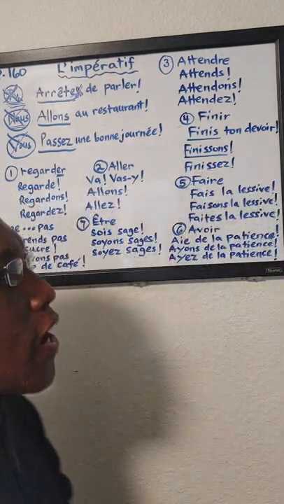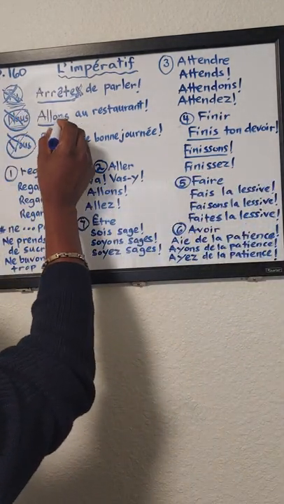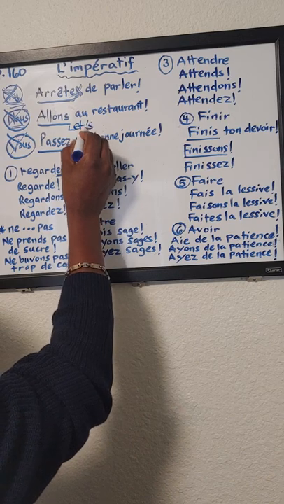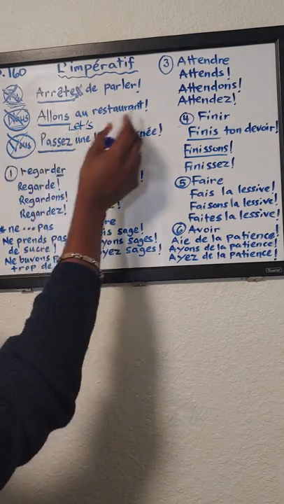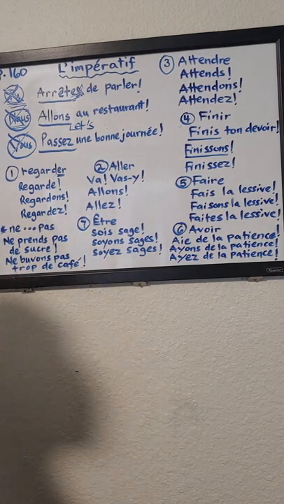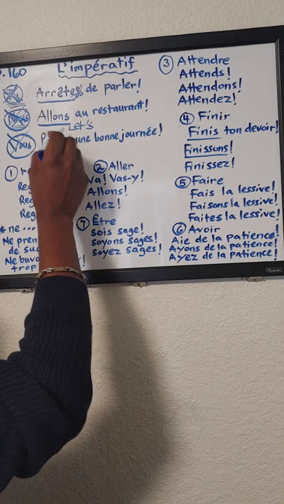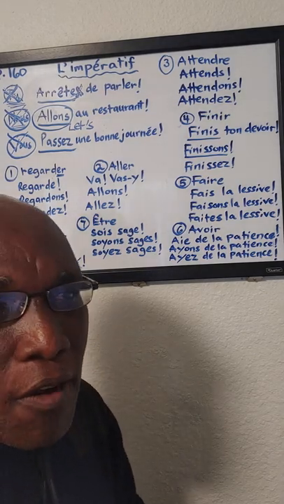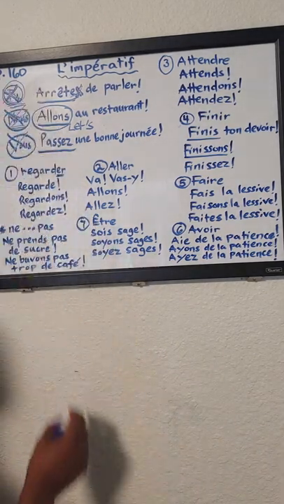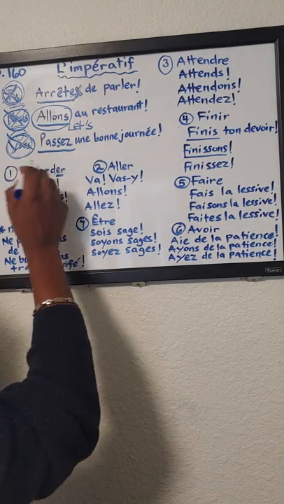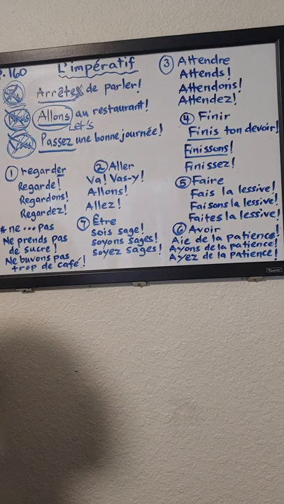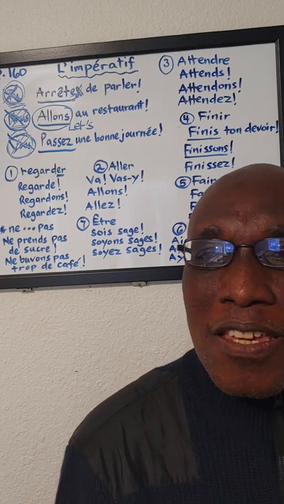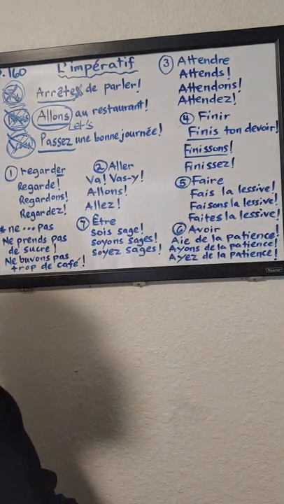Stop talking, right? If you yourself are part of the command, this is where in English we will say let's or let us, right? Allons au restaurant. Let's go to the restaurant. It's the nous form, right? So you use the nous form of the verb without the subject pronoun. Without the subject pronoun, okay? Here too, without the subject pronoun. Passez une bonne journée. Alright, have a nice day. You spend a nice day. Spend a nice day. Pass a nice day, right? Okay, have a nice day.